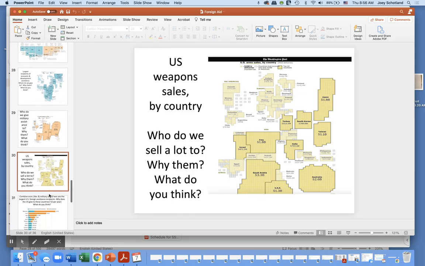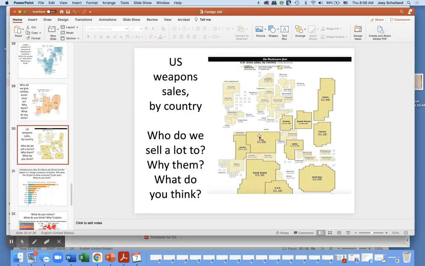Here are the weapons sales. If you want to look at that, again, we sell a lot of weapons to Israel. Japan's our friend. Australia's our friend. India. You notice a big gap here. Which is the largest country in Asia? Which country are we worried about in Asia? We sell weapons to Saudi Arabia. Why? What resource does Saudi Arabia have that we care about?